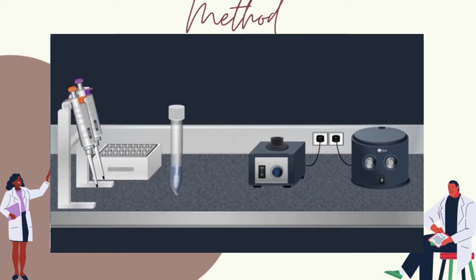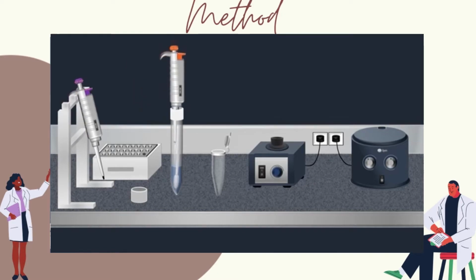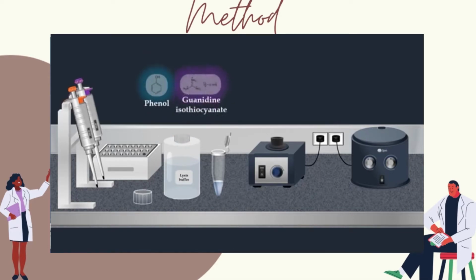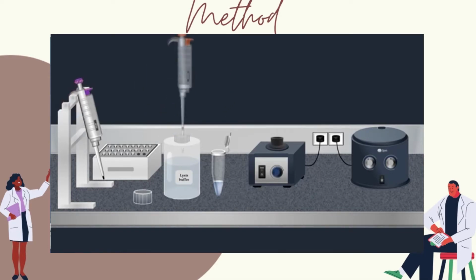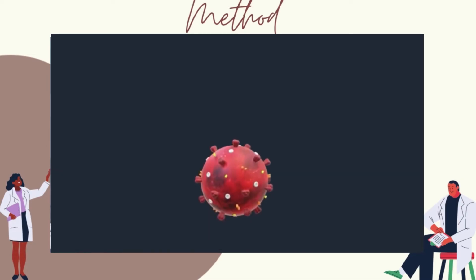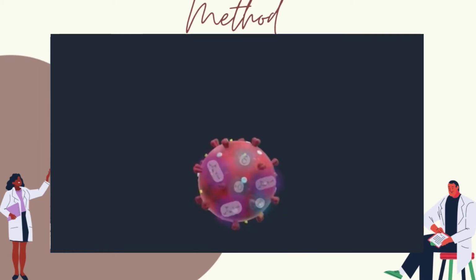To start the PCR, the sample is first added into microcentrifuge tube, then mixed with lysis buffer. This buffer consists of phenol and guanidine isothiocyanate. Once the buffer is added, the tube is mixed and incubated at room temperature. The virus is lysed by the lysis buffer.